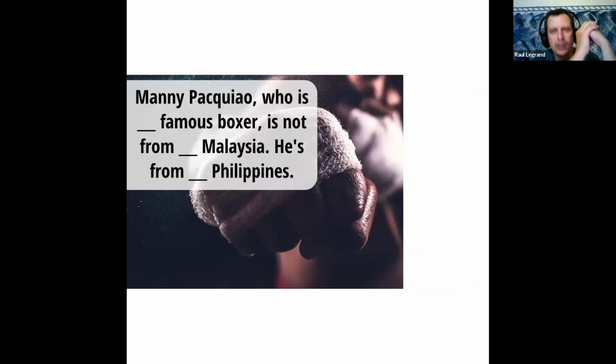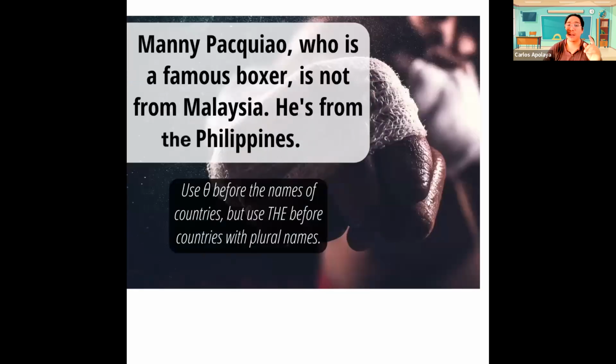Okay. Manny Pacquiao, who is he? A famous boxer. He is not from Malaysia. He's from the Philippines. You use "the" before countries with plural names. The Netherlands, the Maldives, for example. If the word has a plural form, you have to use "the." Remember that we also use "the" for instruments, for example, the guitar, the drums, the saxophone.